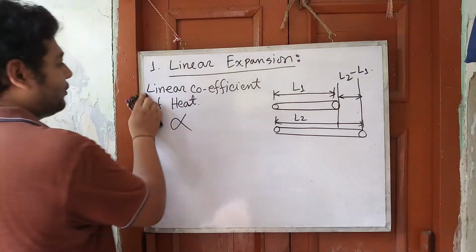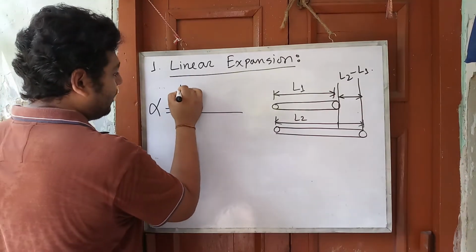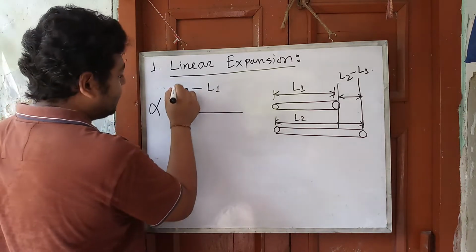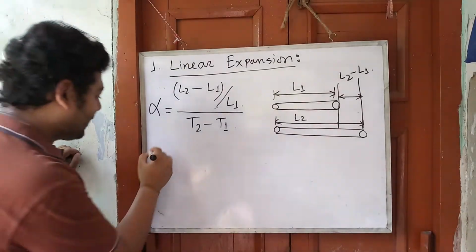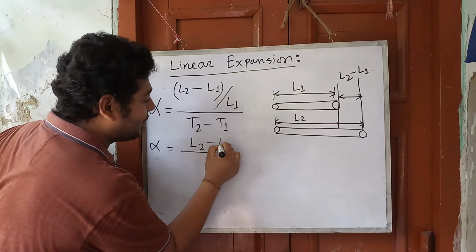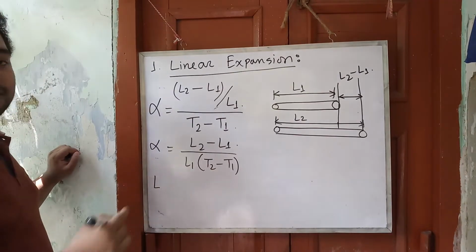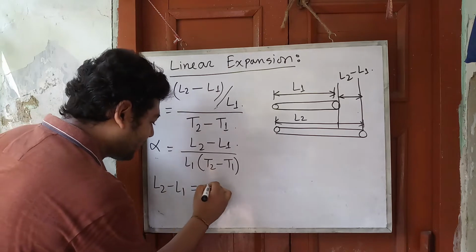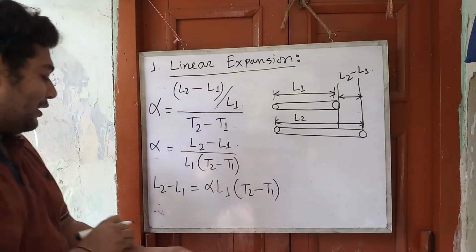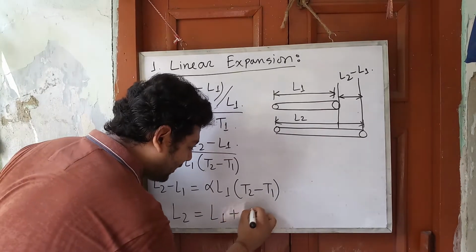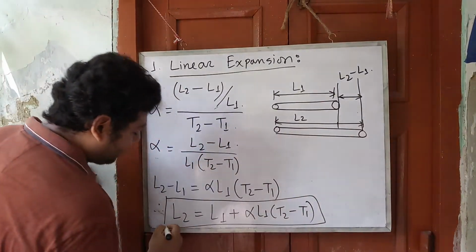So we can write our formula for linear expansion as alpha equal to L2 minus L1 divided by L1 times T2 minus T1. Then by cross multiplication we get L2 minus L1 equal to alpha L1 (T2 minus T1). So for length L2 we can write L2 equal to L1 plus alpha L1 (T2 minus T1). This is our formula for linear expansion.